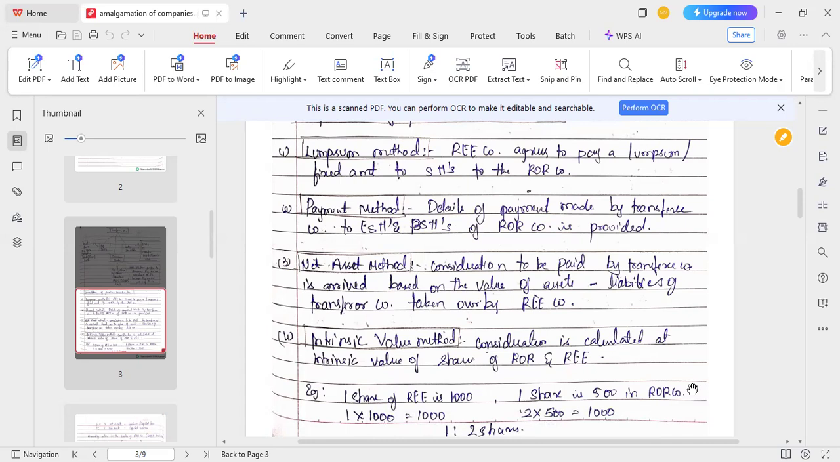Let me explain this to you. When the business assets and liabilities are being taken over by the transferee company, the transferee company makes a list of assets, like the furniture is so much, the machinery is so much. They arrive at the total value of the assets, right? Then they deduct the liabilities, which gives us the net asset. So that will be the purchase consideration.